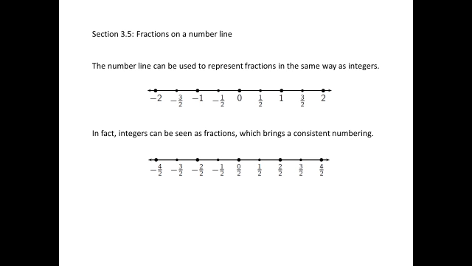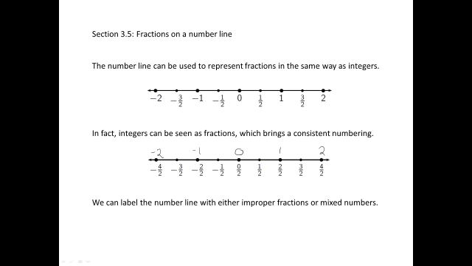So we see that here we have the number 0, 2 divided by 2 is 1, 4 divided by 2 is 2, negative 2 divided by 2 is negative 1, and so on. And we can see that the numerators of the fractions count consistently to the right, starting from 0, 1, 2, 3, 4, and consistently to the left, 0, negative 1, negative 2, negative 3, negative 4. We can choose to label the number line with either improper fractions or with mixed numbers.